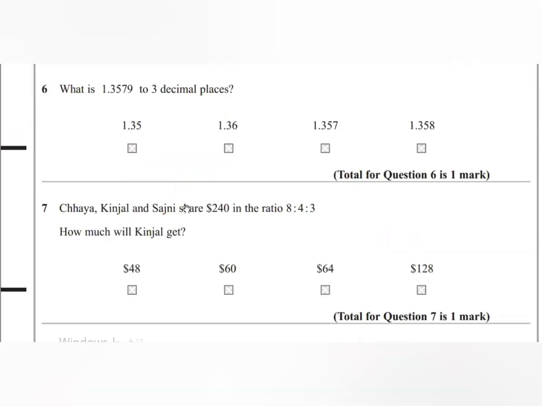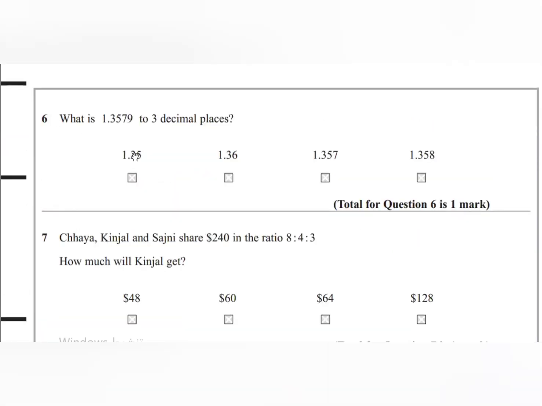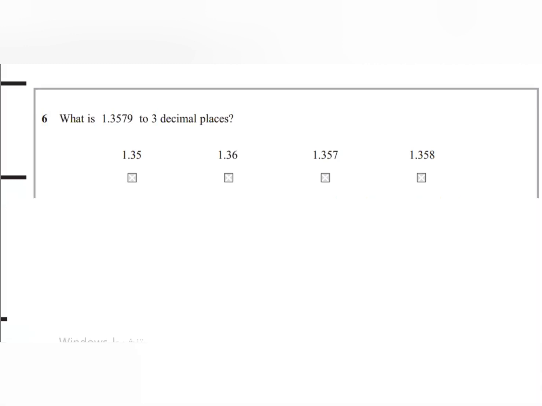Question 6. What is 1.3579 to 3 decimal places? Here, we're going to round this number to 3 decimal places. Let's use this space here so we can work. So we have 1.3579. Let's write it here. Let's make it bigger so you can see it. Good. Now we're talking about rounding to 3 decimal places. We said decimal places start from the decimal point.